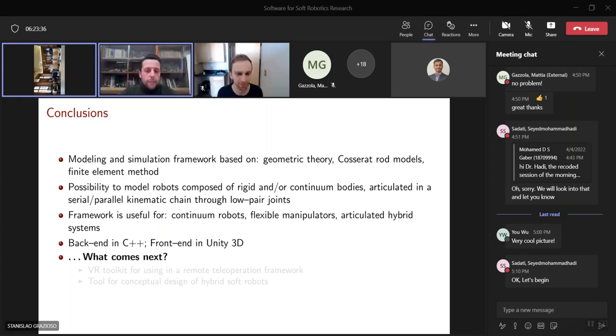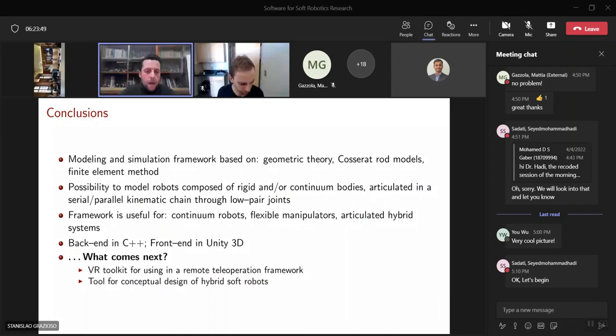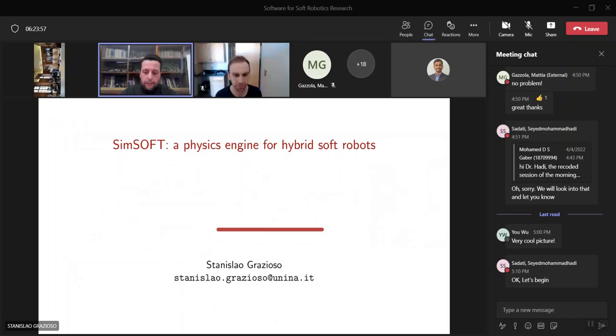So what we are developing in the next future is to enhance our GUI for using it in a remote teleoperation framework. And another piece of work that we are really interested in is developing a tool for conceptual design of hybrid soft robots based on the environment in which they can operate.